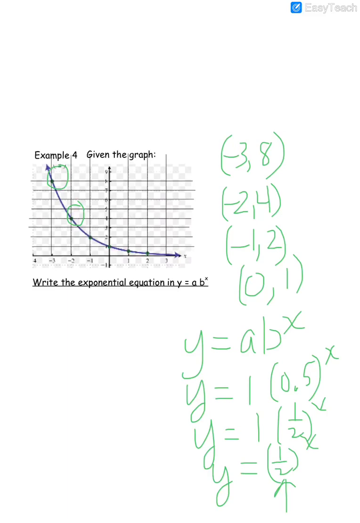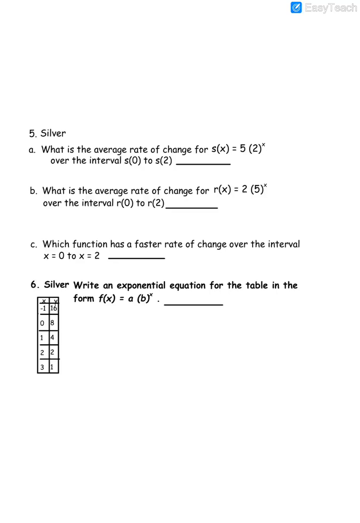All right, so let's move on to silver and gold, and let's see how we do. So I'm going to head to silver first, and then I'll do the sum it up, and then we'll do gold in the end. Okay, so let's take a look at silver. Silver says, what is the average rate of change for S of x equals 5 times 2 to the x power over the interval from 0 to 2? Okay, well, the first thing I need to do is I need to generate a table.